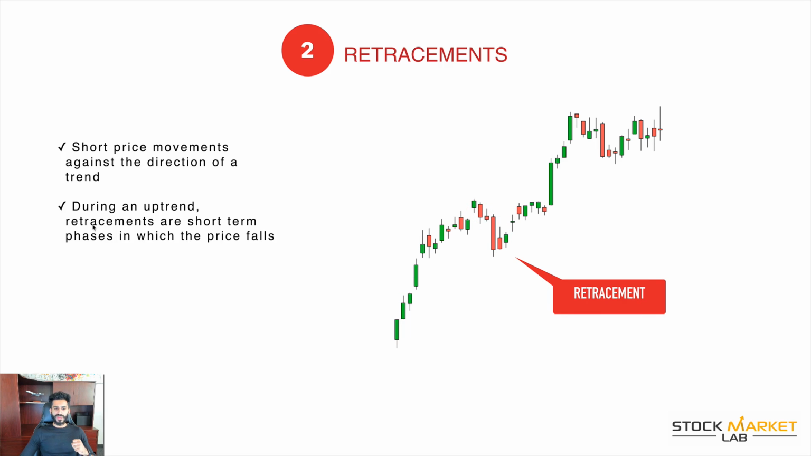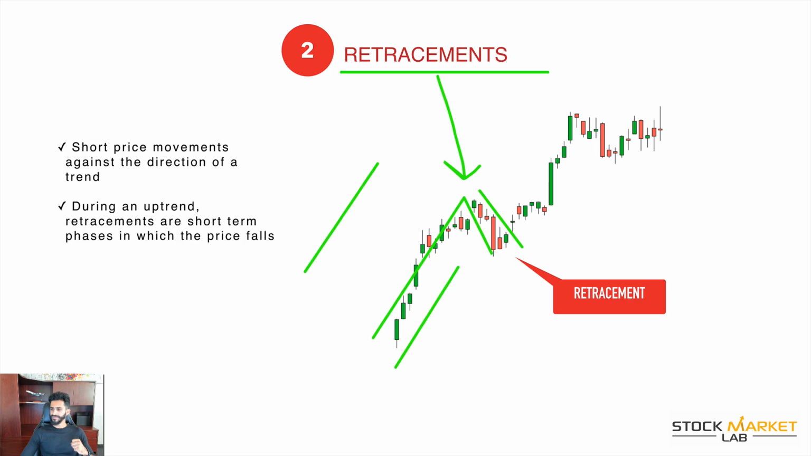During an uptrend, retracements are short-term phases in which the price falls. So in this situation, the stock is going up, then it goes down. As it goes down, this is not a place to panic. This is normal. This is healthy. This is known as a retracement. This is something we want to see, especially if a stock is going up, like the way this is.